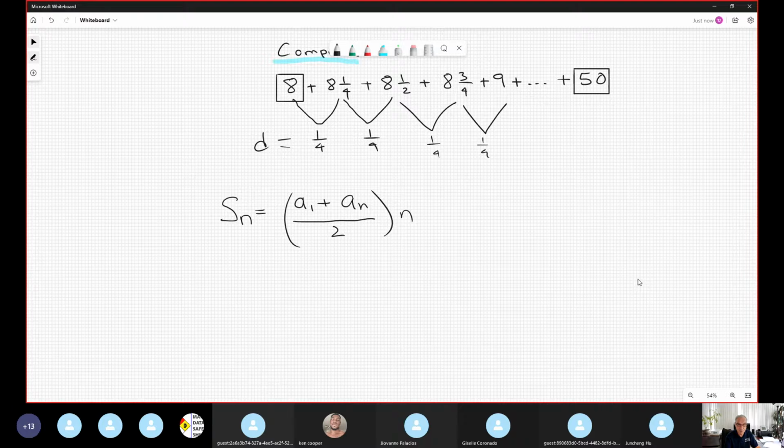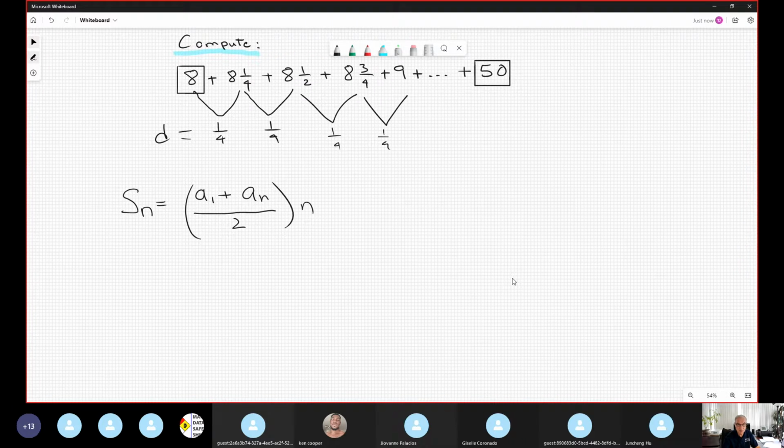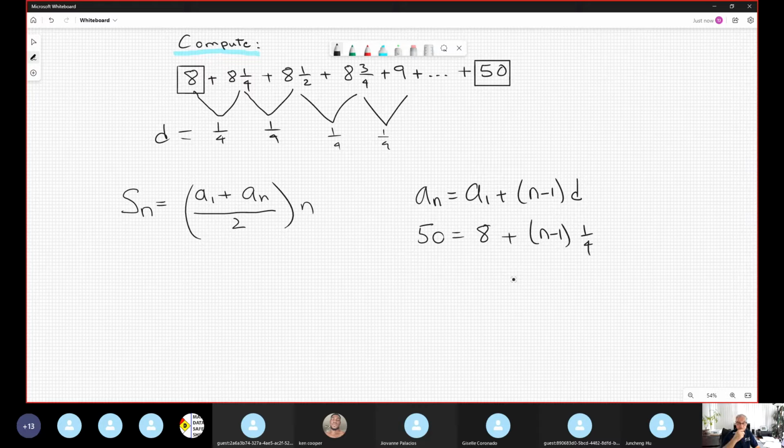The complementary formula is a sub m is equal to a1 plus (m minus 1) d. In our specific example, a sub m is 50. A1 is 8, the first term in the sequence. I have no idea about m, but d is 1/4. You prefer decimal fractions? You prefer decimal 0.25. It's a fraction, 1/4.